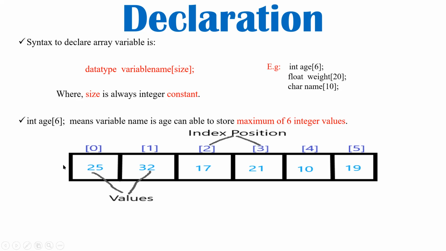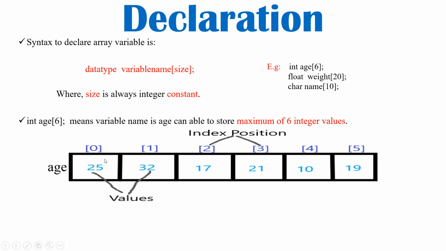For this example, the array name is age. We stored 6 values in this array. The first value is 25, the second value is 32, the third value is 17, the fourth value is 21, the fifth value is 10, the sixth value is 19. How do we access each value in this array? Age of 0 will give 25. Age of 1 will give 32. So using the index position, we can access the element. Age of 5 will give 19.